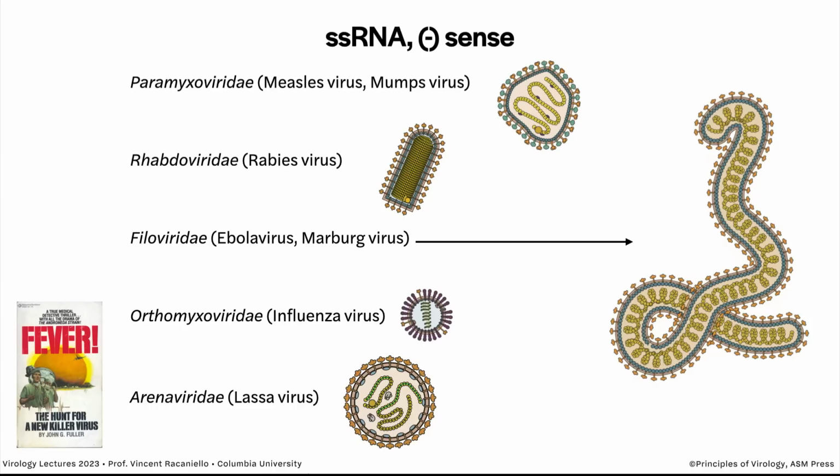Now, I have this book here. This is very dear to me, this book. This is Fever by John Fuller, which was written in the early 70s. This is a story of the discovery of Lassa virus in Nigeria. And part of the story takes place at Columbia University Medical Center.